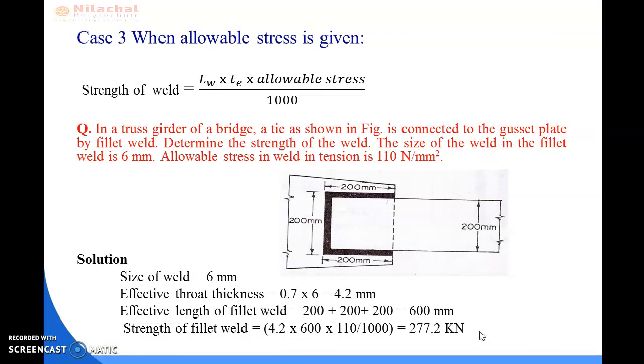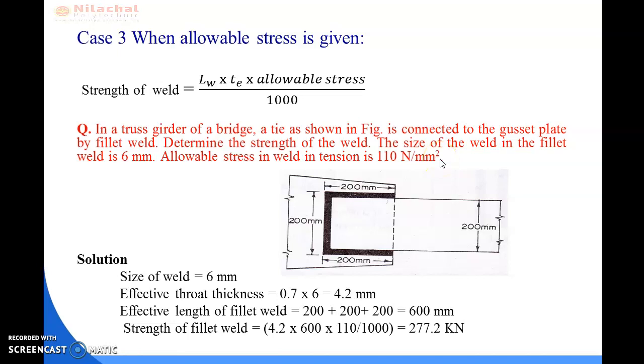So now we solve a problem so that you can easily understand this case 3. So here is a problem: in a truss girder of a bridge, a tie as shown in the figure is connected to the gusset plate by fillet welding. Determine the strength of weld. The size of the weld in the fillet is 6 mm and allowable stress in weld in tension is given as 110 Newton per mm square.